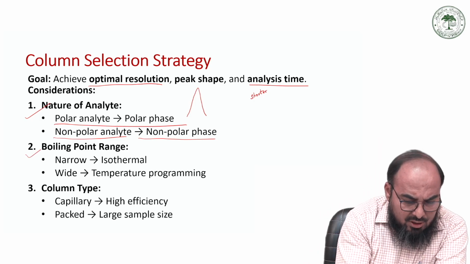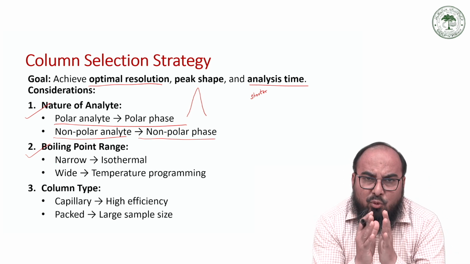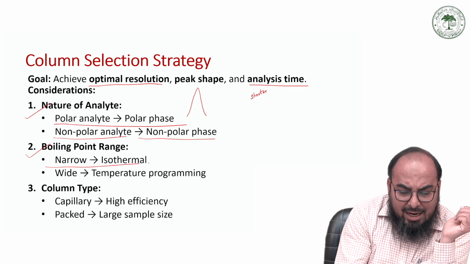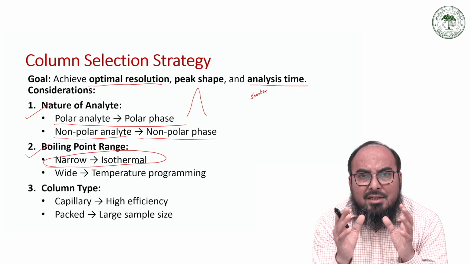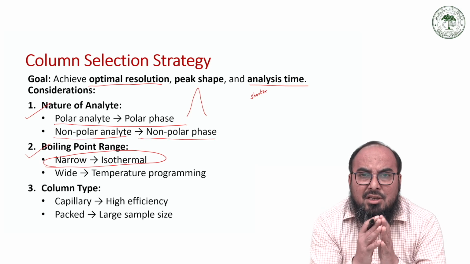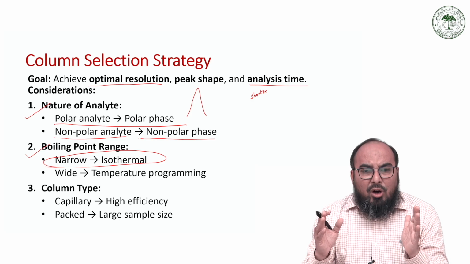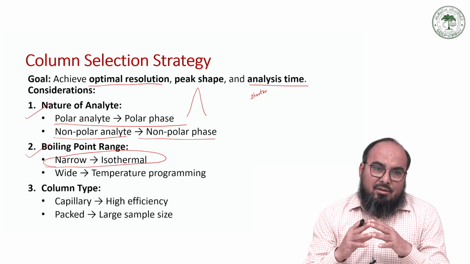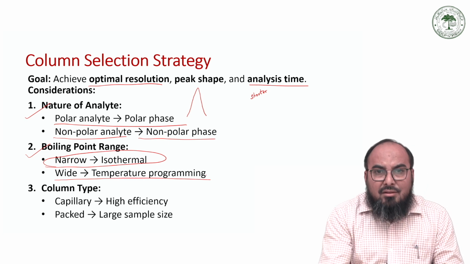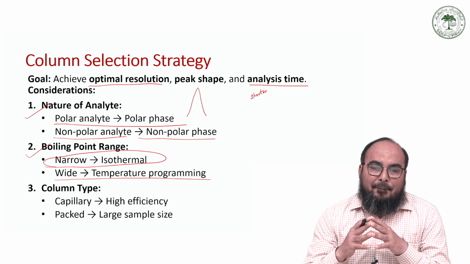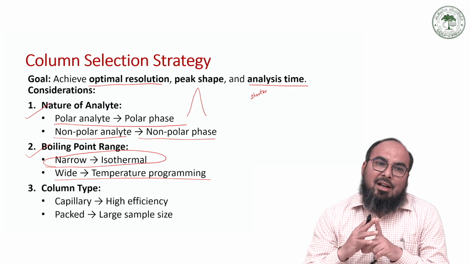Again, the boiling point range. We have already discussed that if the different analytes have close boiling points, then we have to use isothermal conditions. That is, we do not have to increase the temperature of our column. But if the two components have a good difference in their boiling points, then we can do temperature programming. And by temperature programming, we actually get shorter runs. Okay, so this is the aspect that we have to look into: the boiling point of analytes also.